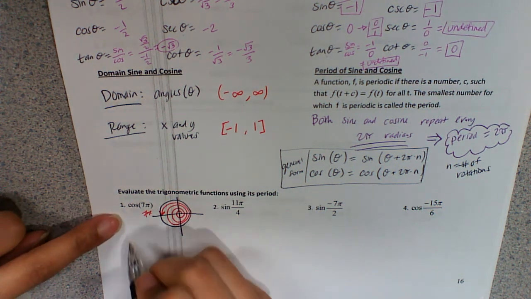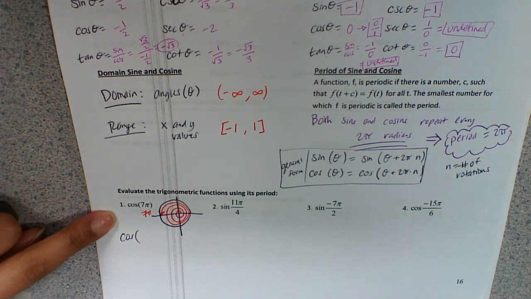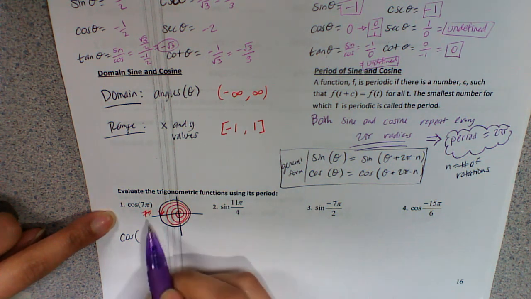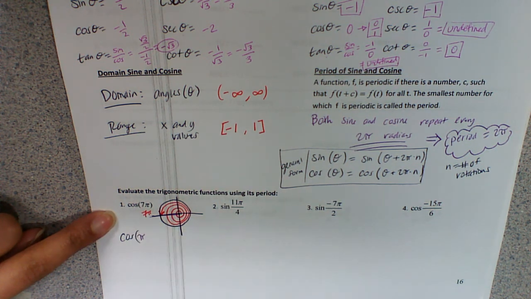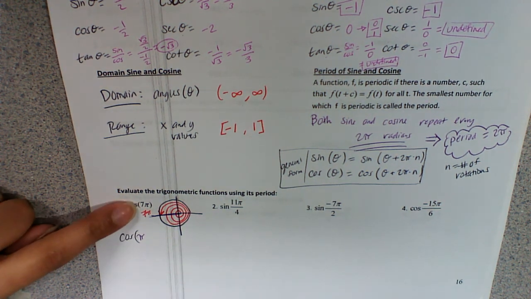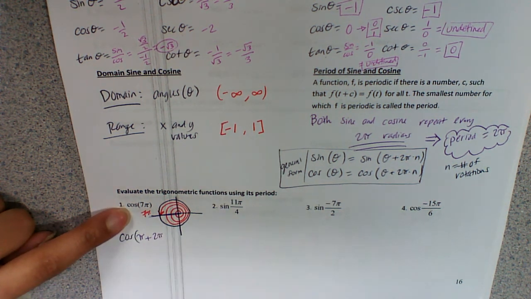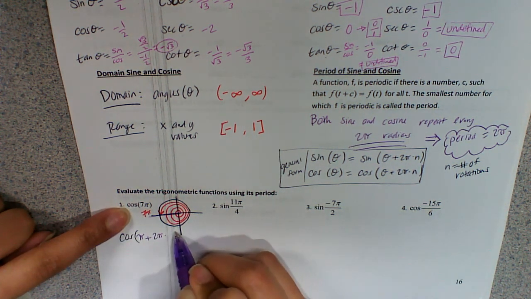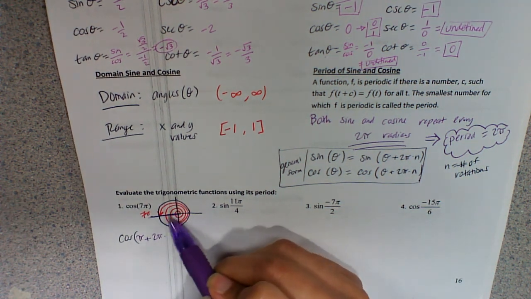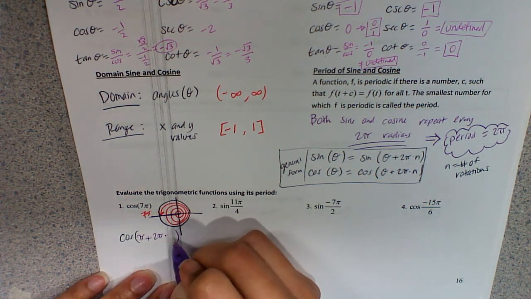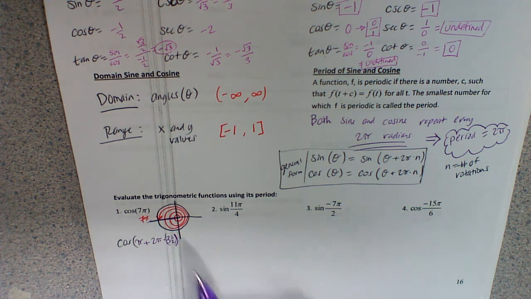Now what I'm going to do is expand cos of 7 pi by saying, since it's at the same location as pi, 7 pi can be represented by writing pi plus the period, which is 2 pi, times the number of revolutions we just went through. And the number of revolutions we just went through, if you actually count them out, is 3.5. We went around 3.5 times to get to 7 pi.